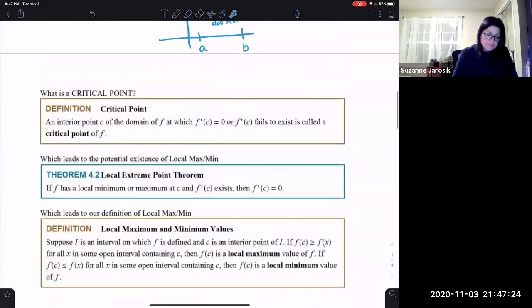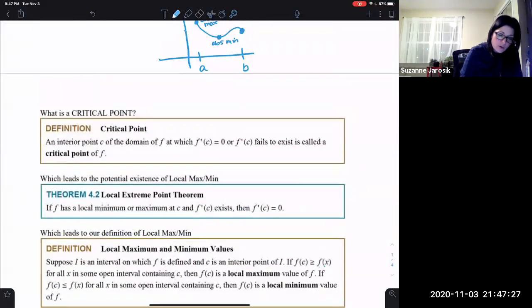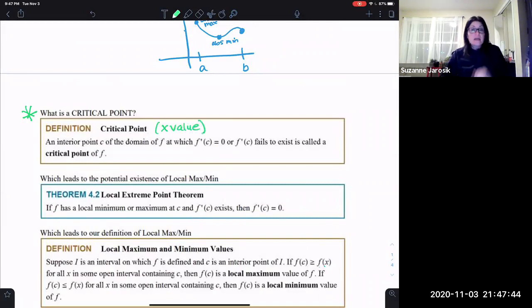Okay. All right, critical point. Super important what we're getting into now. So critical points will take us into all of chapter 4. You'll be using it throughout the chapter. What is a critical point? First of all, it's an x value. It's very important. It's an interior point c of the domain of f at which f prime at c is equal to 0 or f prime at c fails to exist. Is called a critical point of f.